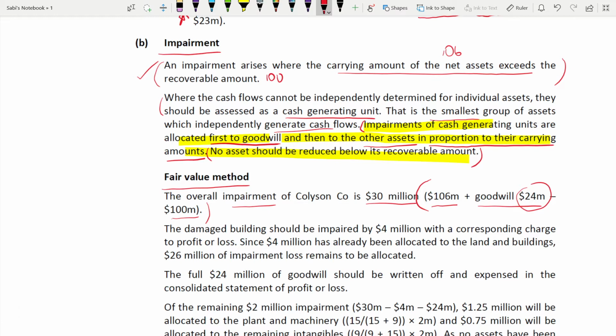This does not require separate working. Separate working is required where there are so many stages, where the calculation is very big and plenty of workings are required. There you have to do separate working. Here it's not required. Here it's just this one line. You add 106 with 24 and minus 100. That's it. Next paragraph.